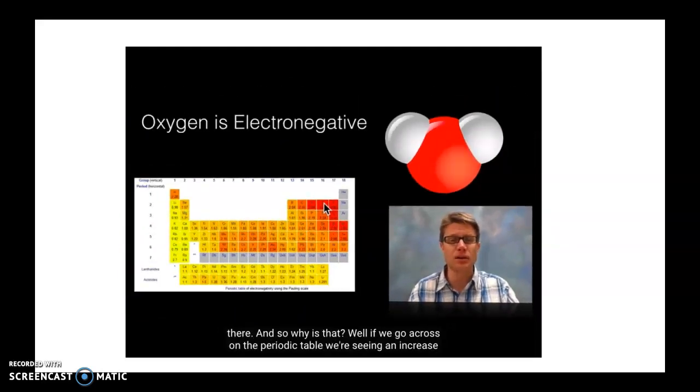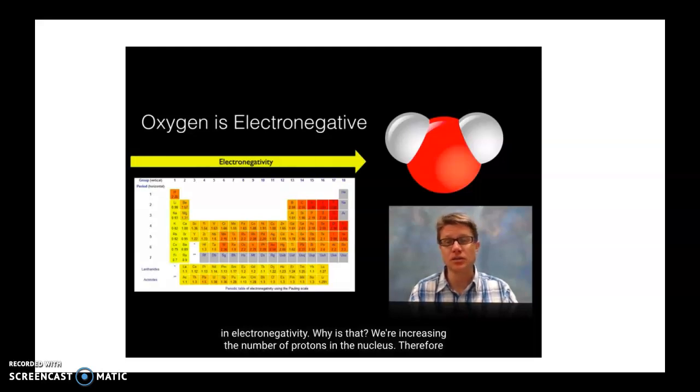And so why is that? Well, if we go across on the periodic table, we're seeing an increase in electronegativity. Why is that? We're increasing the number of protons in the nucleus. Therefore, there's more positive charge on the inside, so it's pulling those electrons towards it.